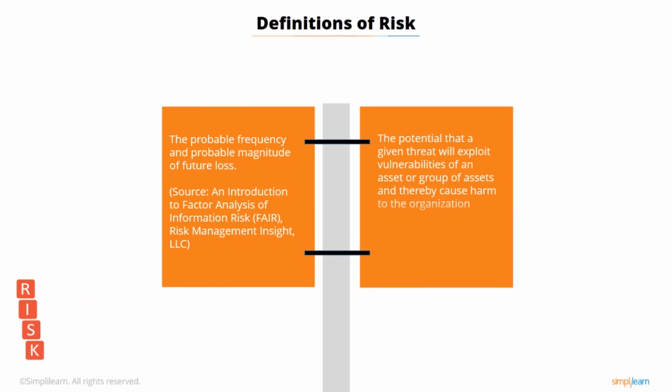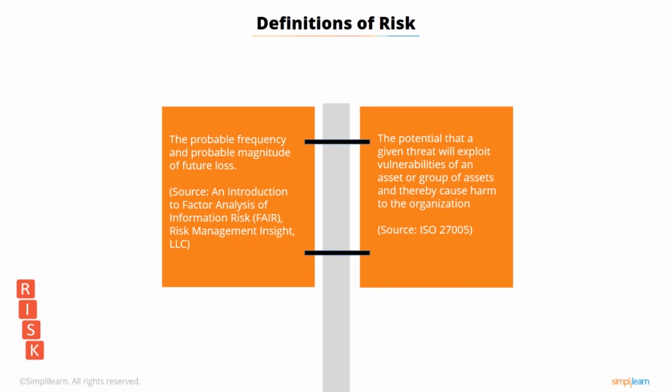The second definition, the potential that a given threat will exploit vulnerabilities of an asset or group of assets and cause harm to the organization. Now this comes from the standard ISO 27005, which you're definitely going to see on the CISA exam. Not just this definition, but you'll see more about the standard, and we'll revisit again in future lessons. Definitely be familiar with ISO 27005.